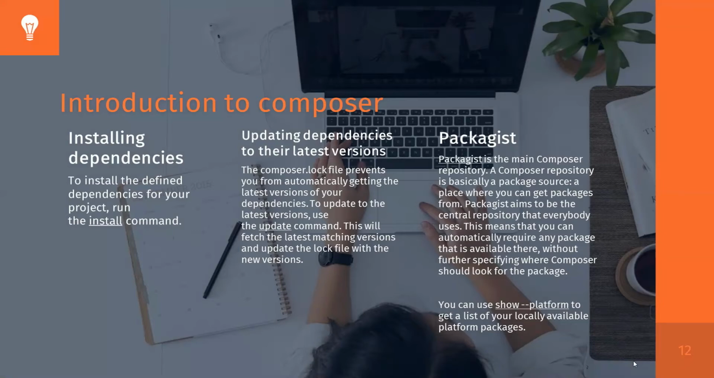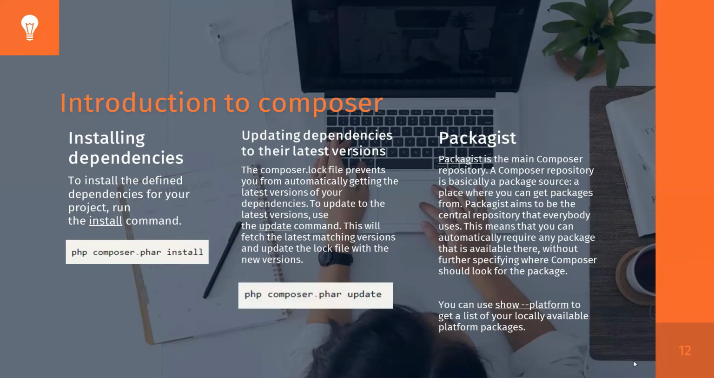Next is installing dependencies. To install the defined dependencies for our project, we need to run the install command: php composer.phar install. And after we have installed our dependencies, we can update them to their latest versions if needed. However, the composer.lock file prevents us from automatically getting the latest versions of our dependencies. Now, to update to the latest versions, we need to use the update command. This will fetch the latest matching versions and update the lock file with the new versions, as shown in our example.